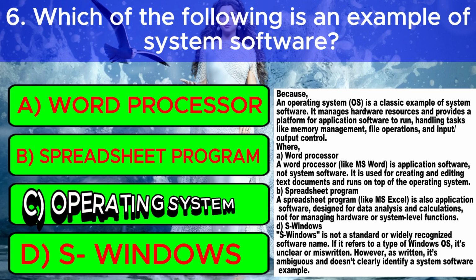D. Windows. Windows is not a standard or widely recognized software name. If it refers to a type of Windows OS, it's unclear or miswritten. However, as written, it's ambiguous and doesn't clearly identify a system software example.